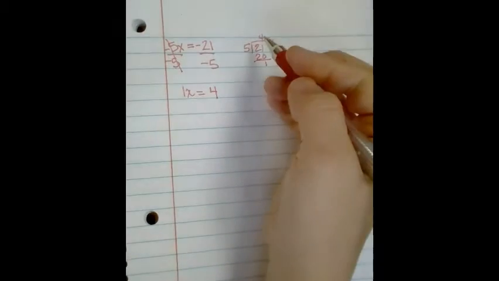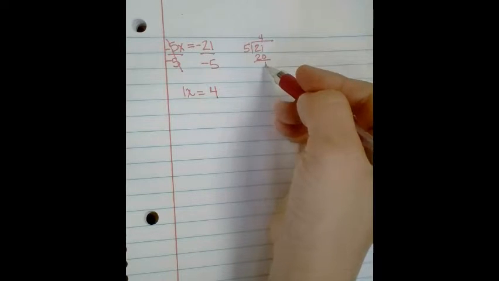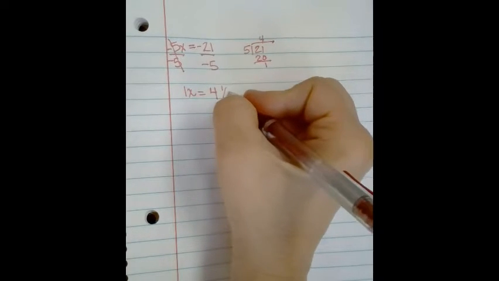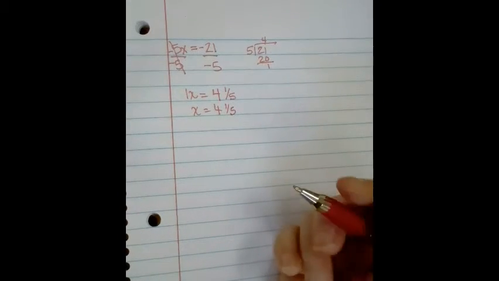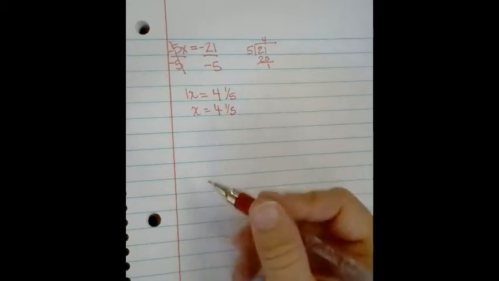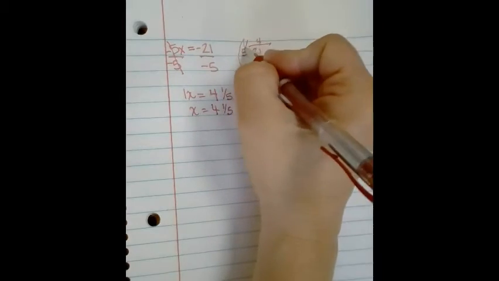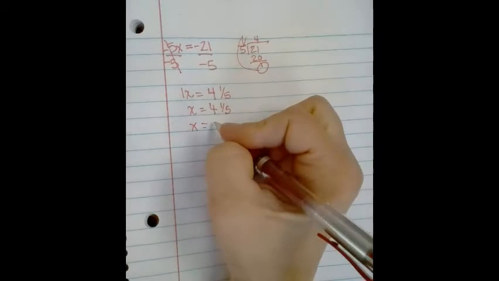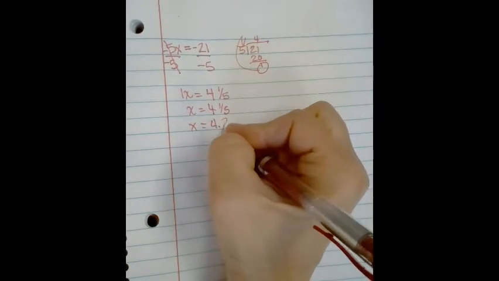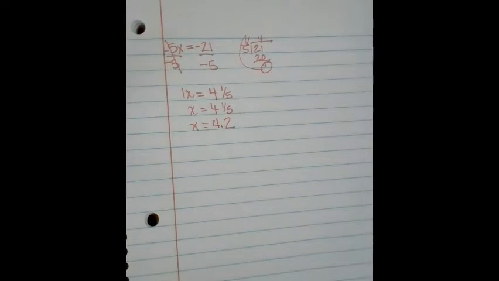So 21 divided by 5. I would then rewrite that as x is equal to 4 and 1/5. Some of you may ask, can I write it as a decimal? That's fine as well. This one is a really neat numerator over denominator. If it's not, then you can go ahead and write it as a decimal. This of course would be the 4.2. Either of those are acceptable answers.